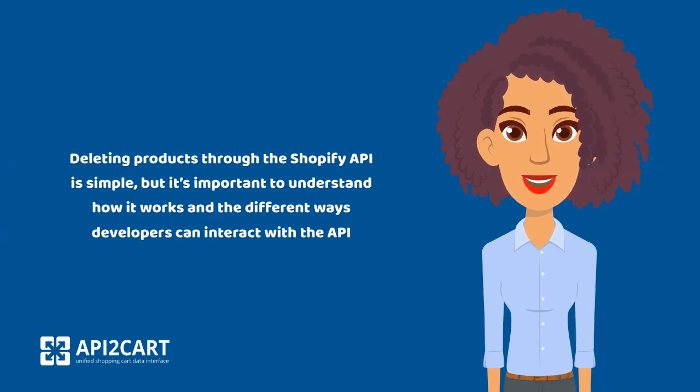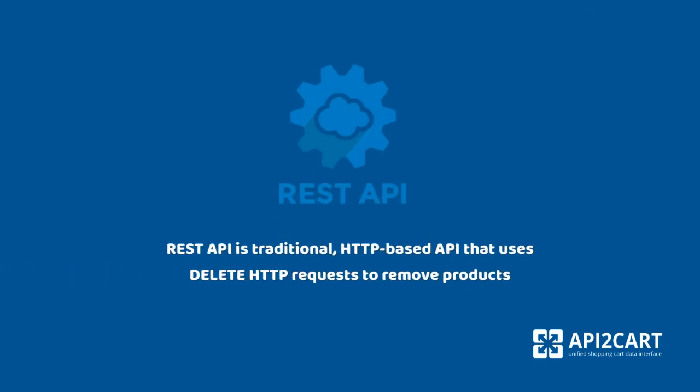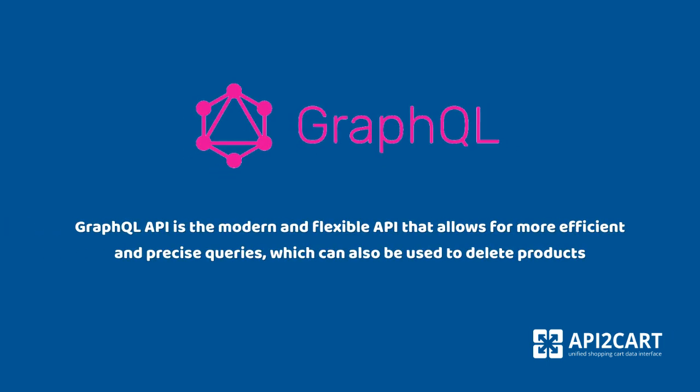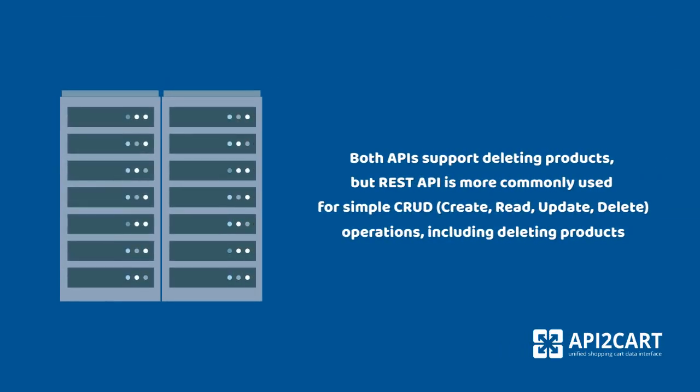Deleting products through the Shopify API is simple, but it's important to understand how it works and the different ways developers can interact with the API. REST API is the traditional, HTTP-based API that uses DELETE HTTP requests to remove products. GraphQL API is the modern and flexible API that allows for more efficient and precise queries, which can also be used to delete products. Both APIs support deleting products, but REST API is more commonly used for simple CRUD (create, read, update, delete) operations, including deleting products.